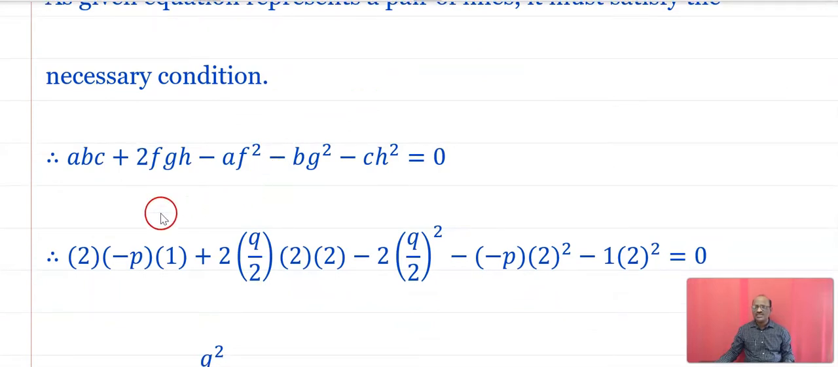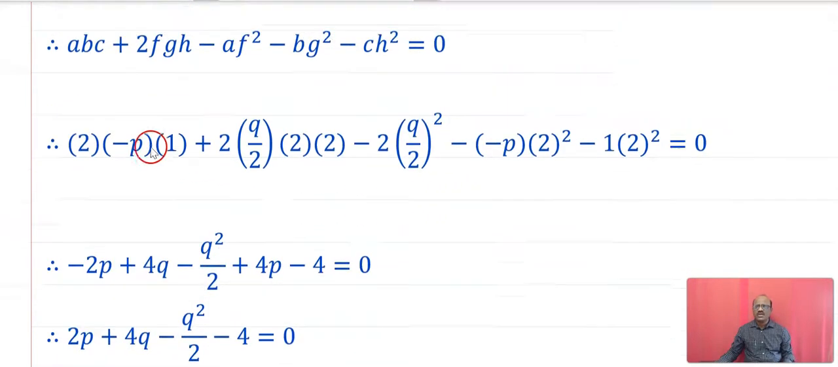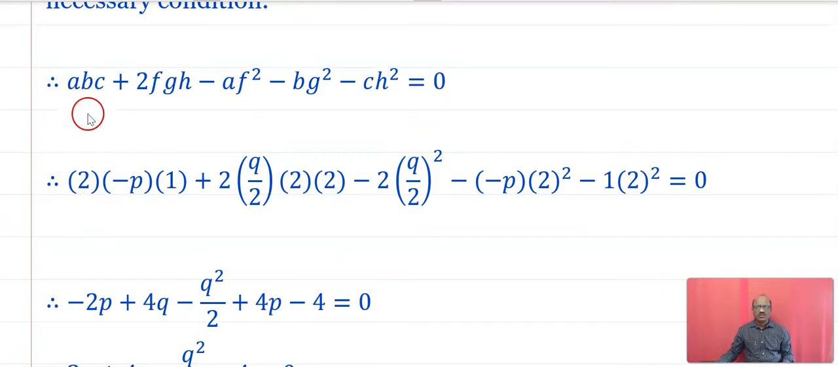What is the necessary condition? abc plus 2fgh minus af square minus bg square minus ch square equals 0. Now substitute the values. That is a 2 into minus p into 1, plus 2 times, the value of f is q by 2, g is 2, h is 2, minus a, f square means q by 2 in bracket square, minus b g square, the value of b is minus p, g square, and g is 2, and here minus 1, c means 1, and h is 2, it's squared.